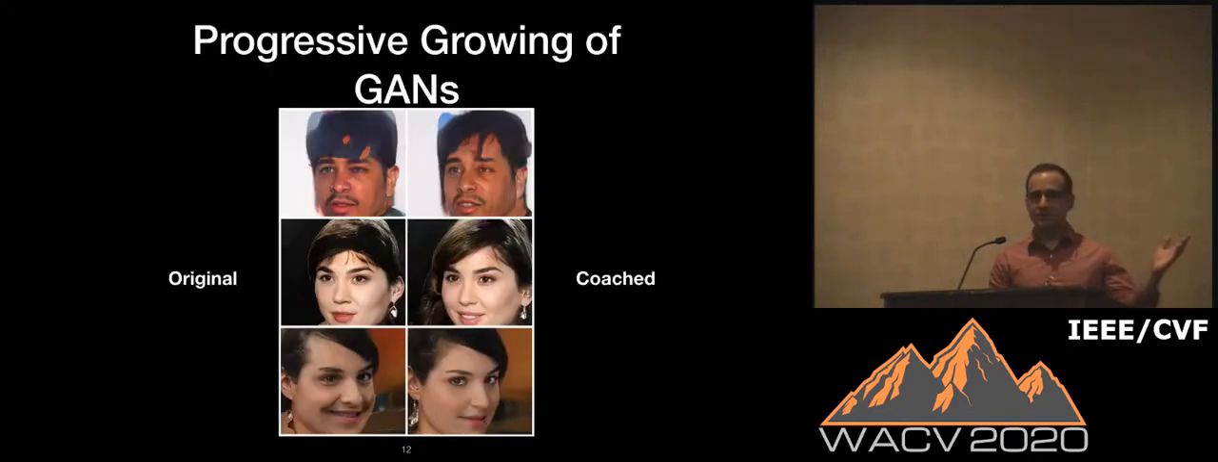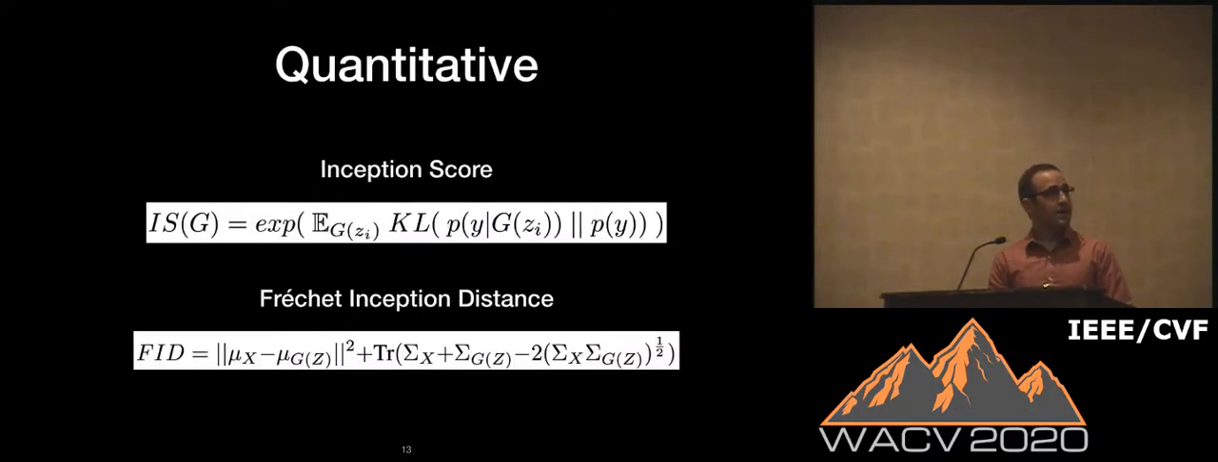And finally, just for fullness here, we have progressive growing of GAN, just left and right, the comparisons. Notice we do see a nice improvement there in visual quality. Now, for quantitative, where it makes sense, we measured inception score. However, it does have its problems with other data sets, so we include FID score as well.